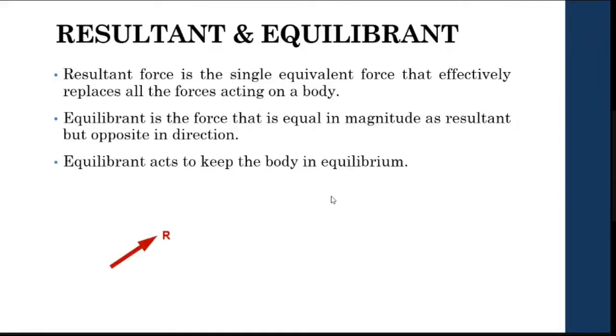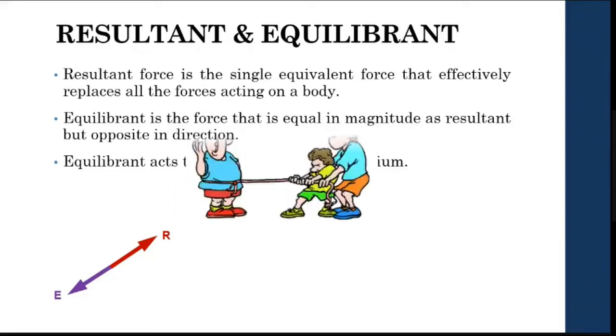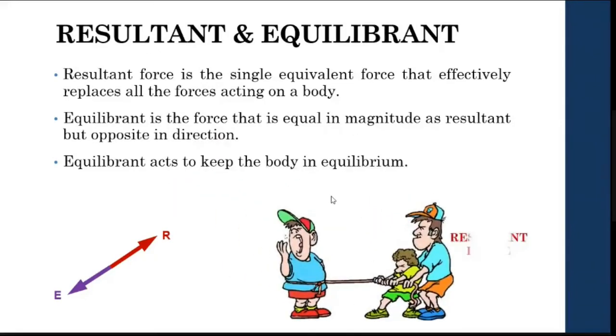So for example, if this is my resultant, the equilibrant is opposite to this, with the same magnitude, so that there is no movement, right? Same example, if I consider this object, the two persons who are trying to pull, since two forces are acting, that is a resultant force. Since the object is not moving, the fat guy is an equilibrant.